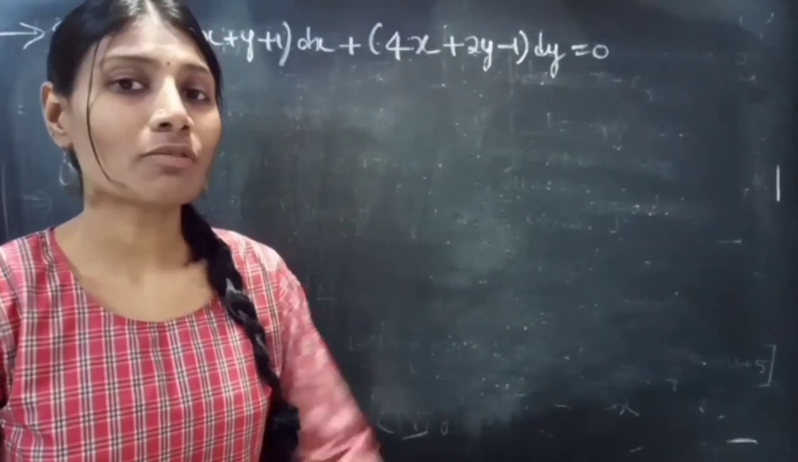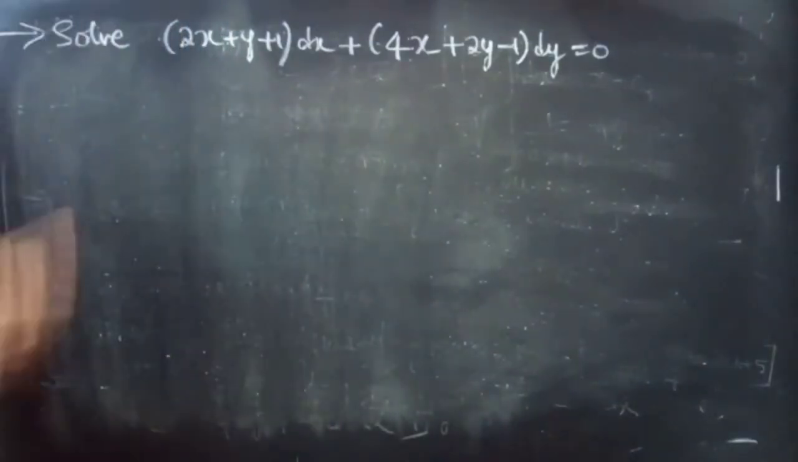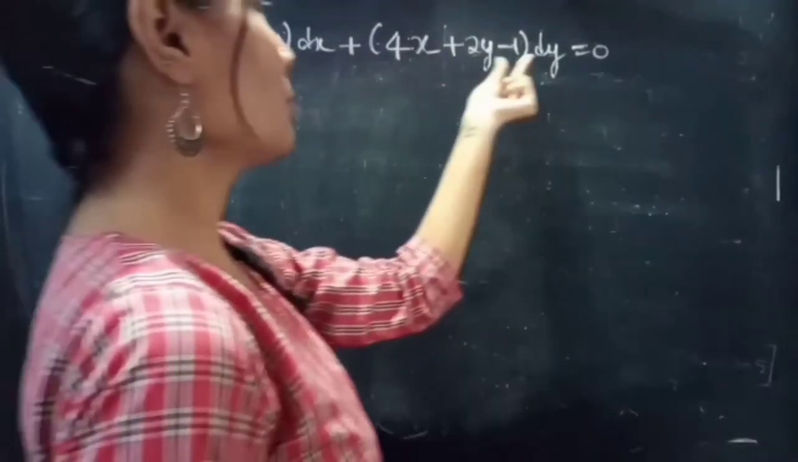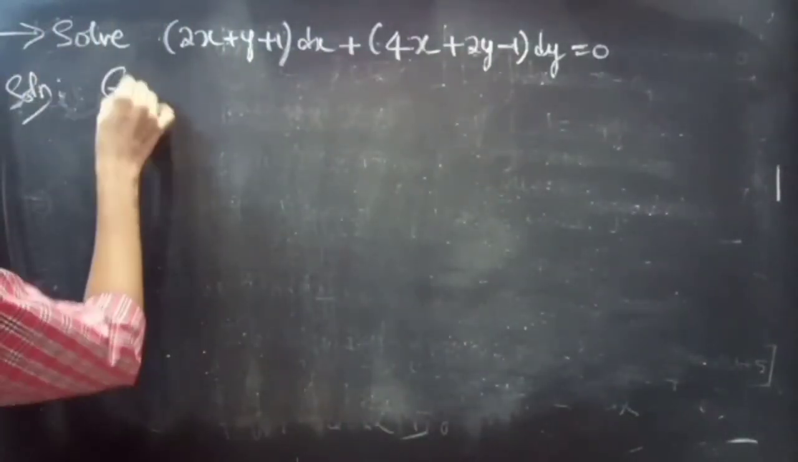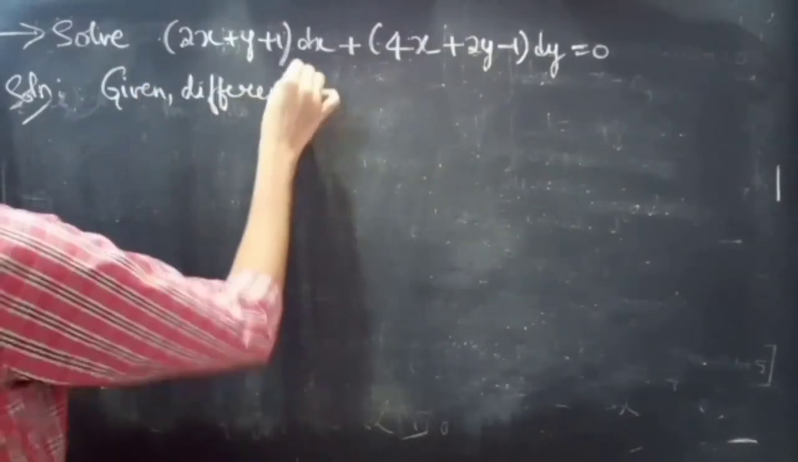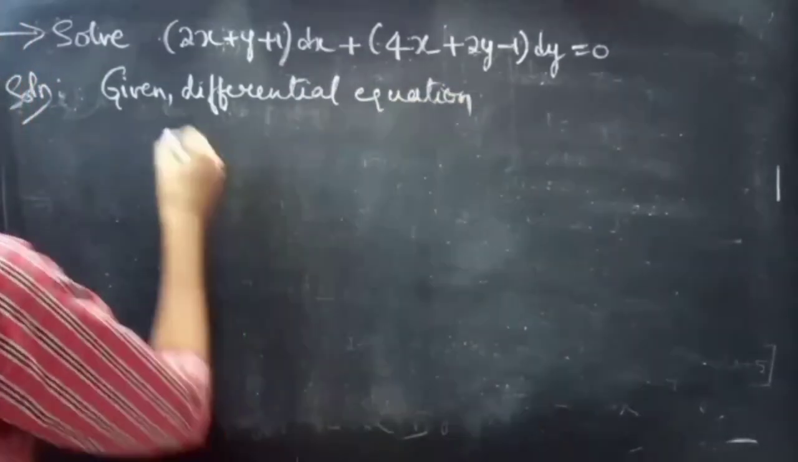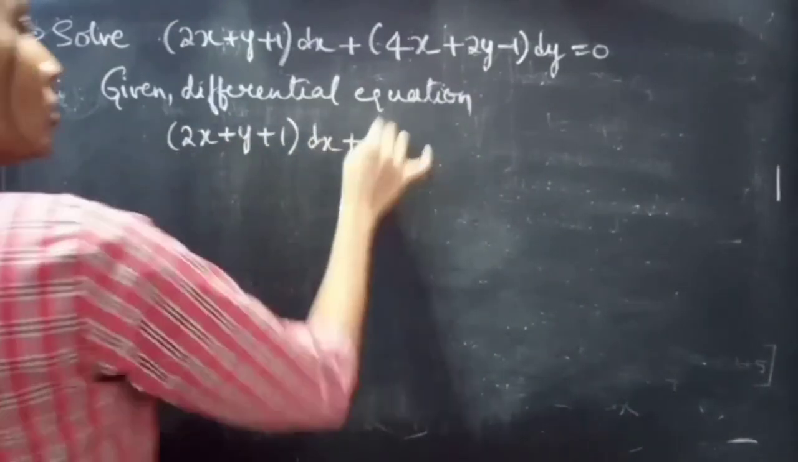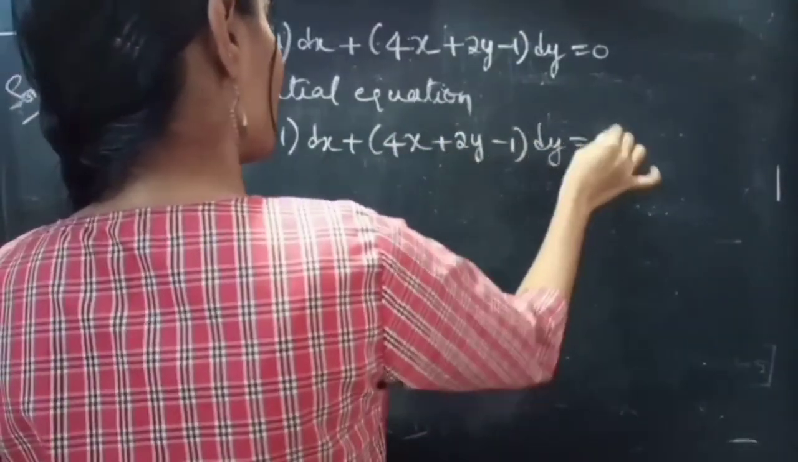In this video, we are going to solve a differential equation of non-homogeneous form. So let's get started. Problem: solve (2x + y + 1) dx + (4x + 2y - 1) dy = 0. Solution: given differential equation, (2x + y + 1) dx + (4x + 2y - 1) dy = 0.